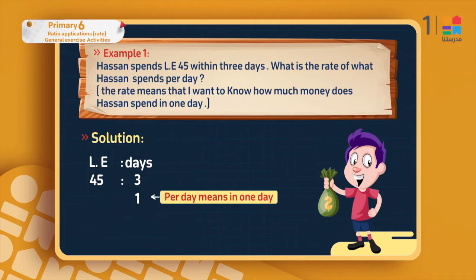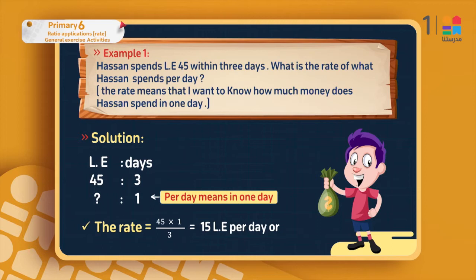Okay, so to find the amount Hassan spent in every 1 day, I will make a cross multiplication to find the missing term. So the rate equals 45 times 1 divided by 3. By calculating it, I will find 15 pounds. Look, the missing term here is pounds, so I will write the measuring unit of the pound, LE, per day. This line, this sign, I can read as per. So it will be 15 LE per day.